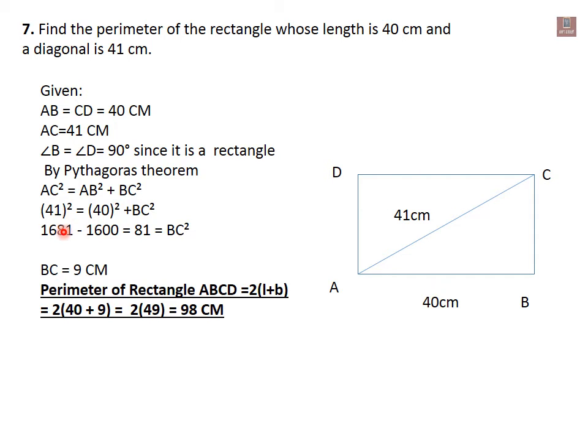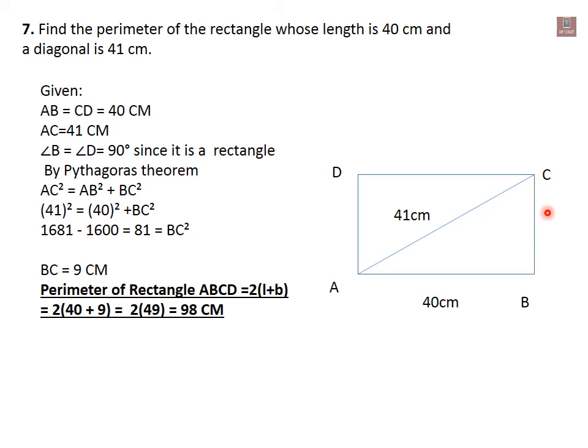So 41 square is 41 into 41, which is equal to 1681. 40 square is 40 into 40, 1600. You take this number to this side to get the value of BC square. This is plus 40 square, so plus 1600. If it comes to this side, it becomes minus 1600. 1681 minus 1600 is equal to 81, which is BC square. So BC square is 81, which means BC is 9, since 9 nines are 81. So BC is equal to 9 centimeter.